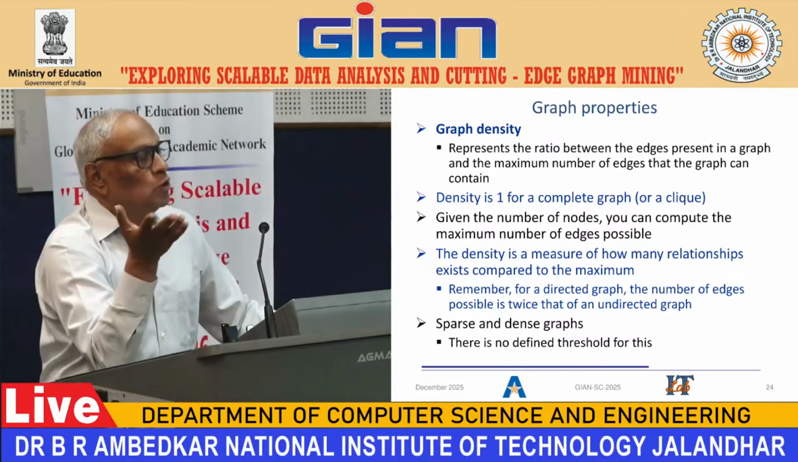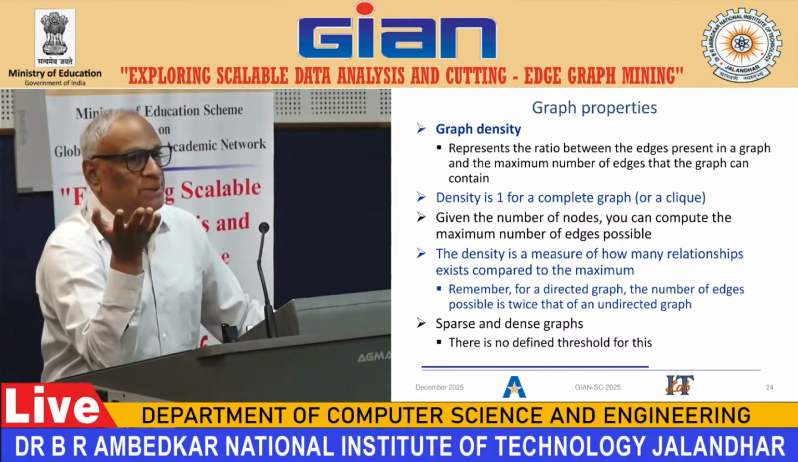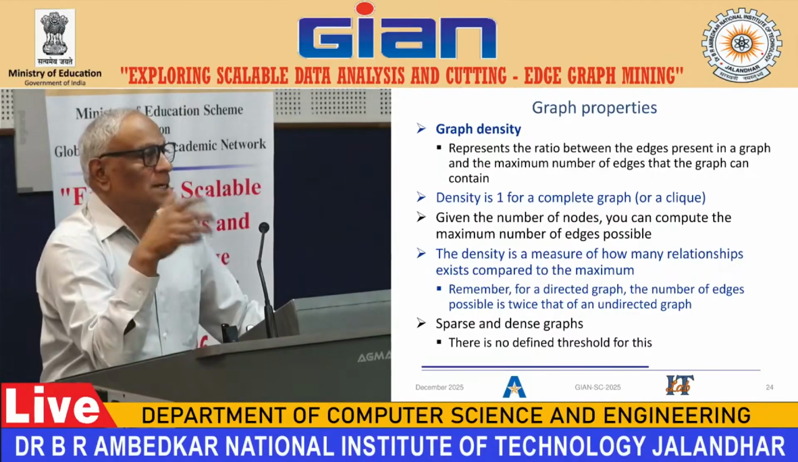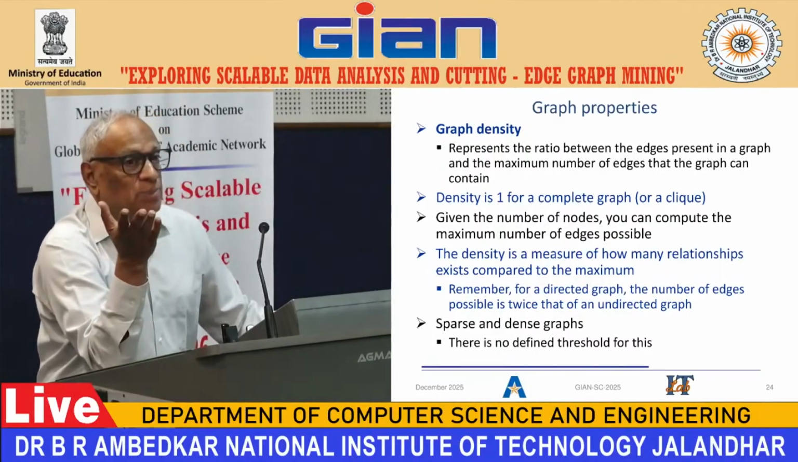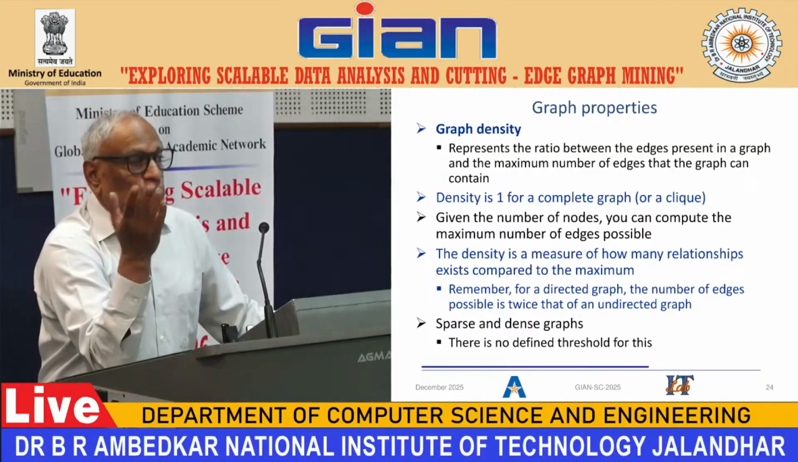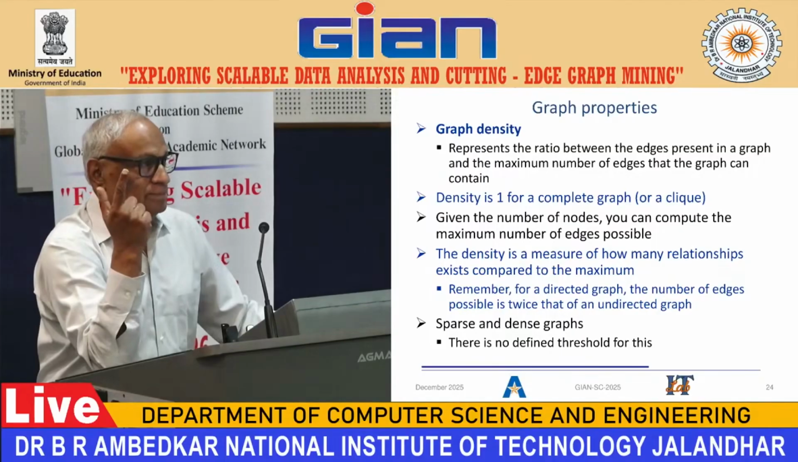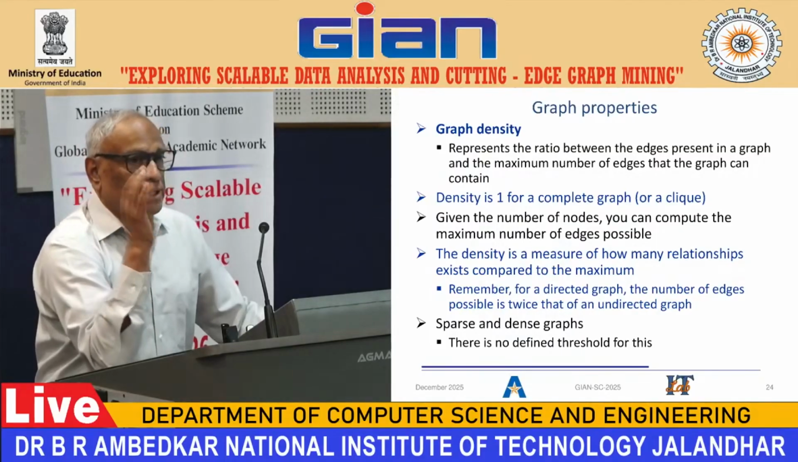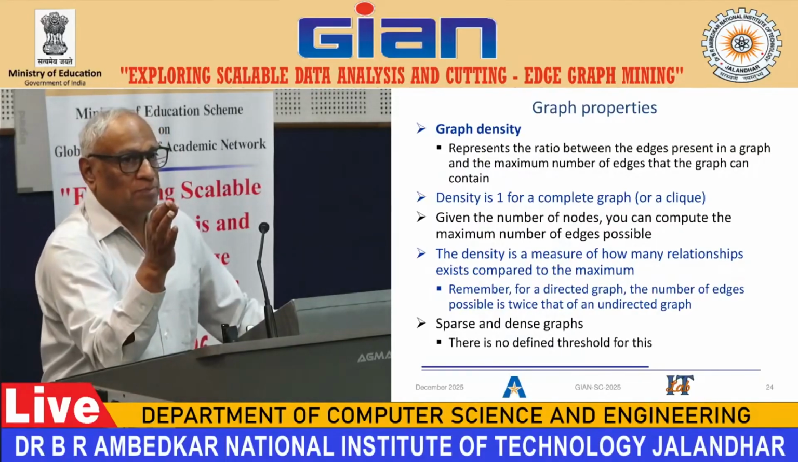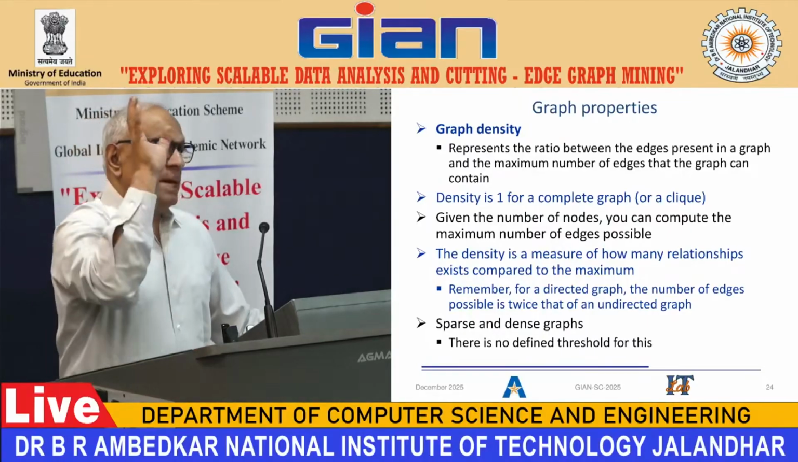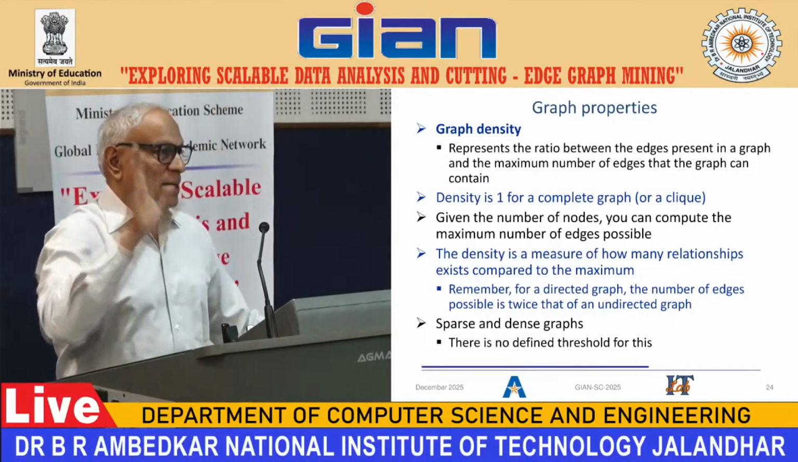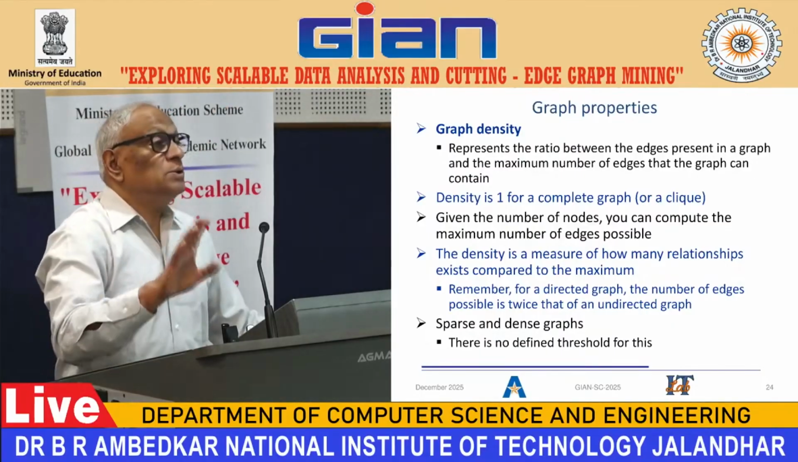Similarly, for a 4-node graph, maximum number of edges is 6, but the graph may have only 3 edges, then the density is 0.5. So the maximum density is how much? 1. If every node is connected to every node, then it has a density of 1, the maximum number of edges possible in the graph. This is also the clique.